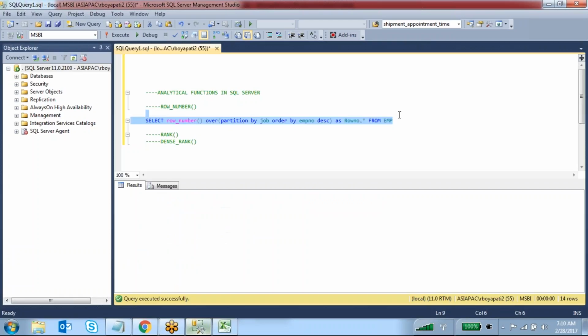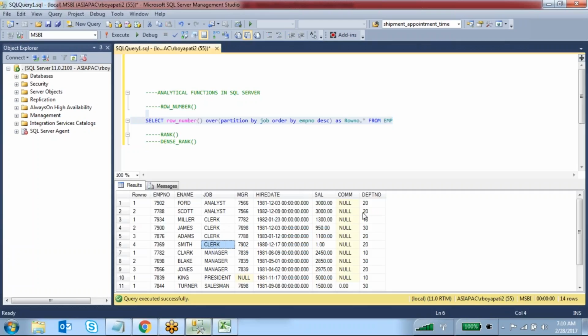So I'm going to make it job. We'll see. See here, there are 2 analysts, so it is giving 1, 2, and there are 4 clerks, so it is giving 1, 2, 3, 4, and there are 3 managers, so it is giving 1, 2, 3. Sorry, there are 4 salesmen, 1, 2, 3, 4. There is only one president. Right, so this is the way you can generate a row number in your table.